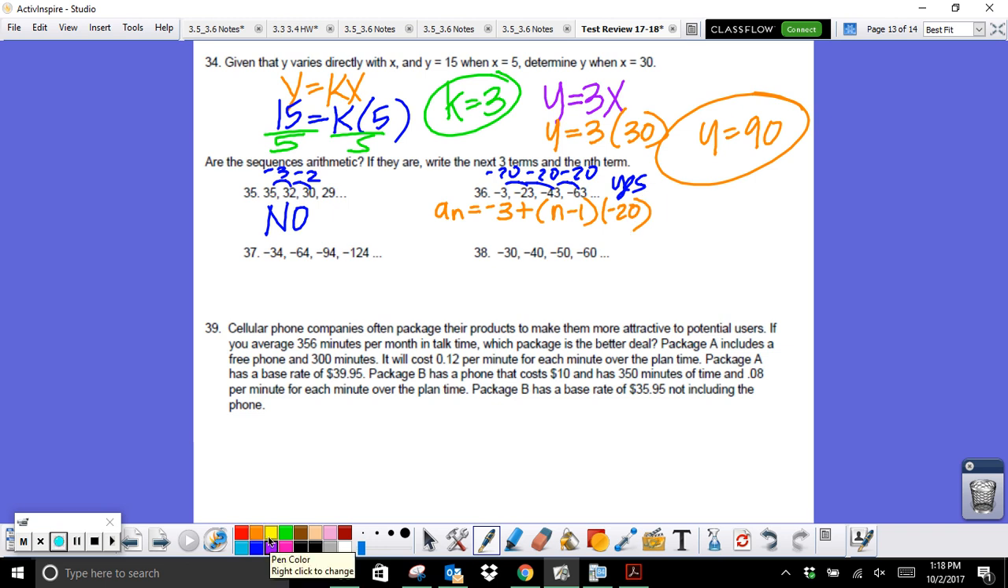Okay, you may just be asked to write it out like that, but we need to go ahead and distribute that negative 20 and get this simplified. So I'm going to distribute the negative 20. So I still have the negative 3 out front. Negative 20 times n is negative 20n, and negative 20 times negative 1 is positive 20. If I combine my like terms of negative 3 and 20 here, I'm going to have a of n equals negative 20n plus 17.